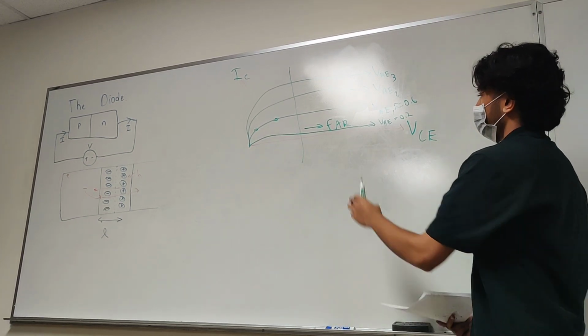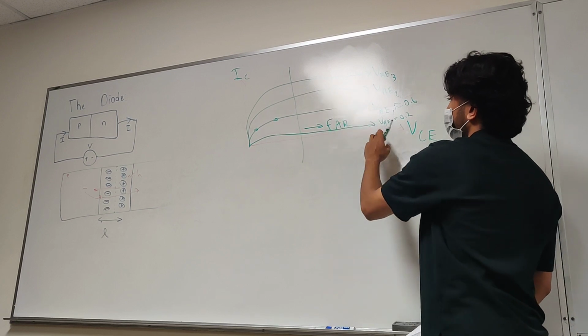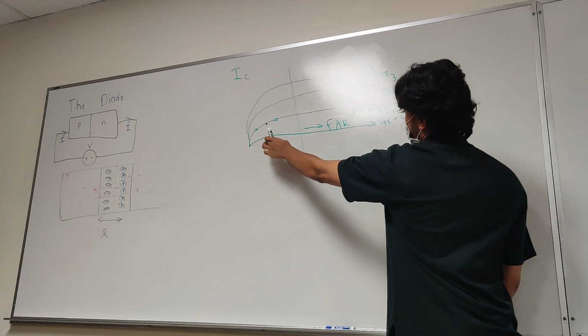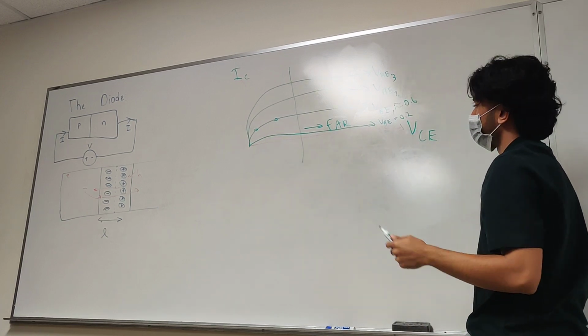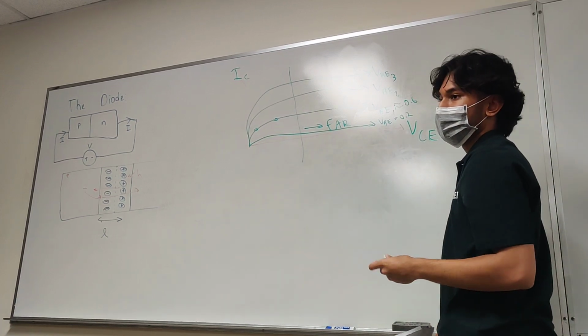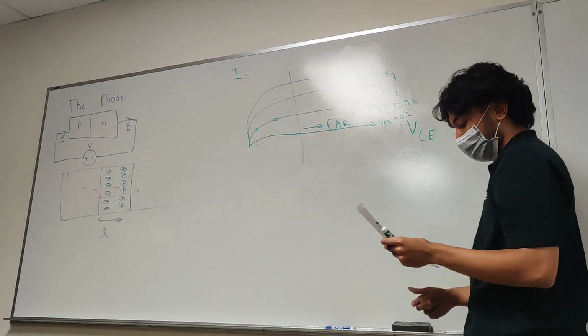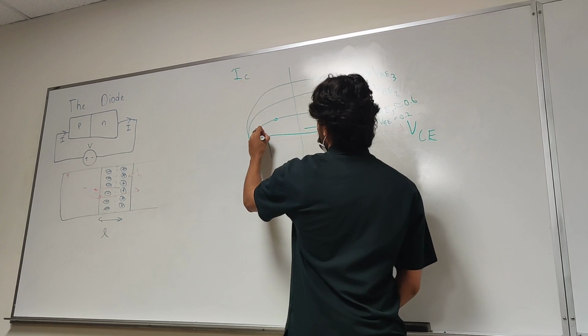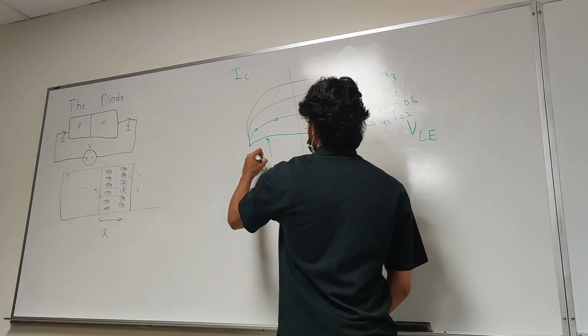Okay. So this is great. This is our forward active region, but now we see that if our VBE is too low, our device isn't really on. It's just kind of there. There's a bit of current, not too much. That's what we call cutoff. The device is effectively just off, okay? Over here is what we call saturation.